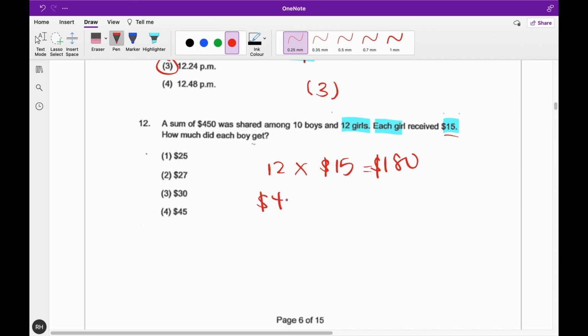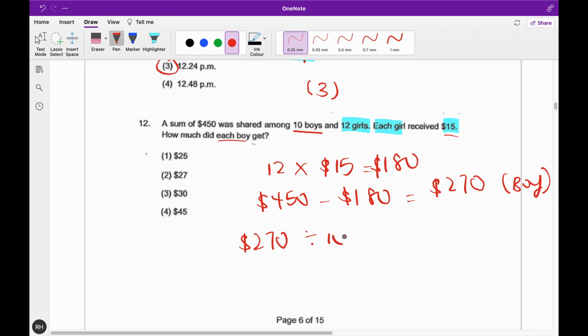Next, we will take 450 minus 180, and we will realize the answer is 270. So this is the amount shared among the boys. And if there are 10 boys, we want to find how much each boy gets. We can just divide by 10. So we will just take 270 divided by 10. Cancel a 0, cancel a 0. The answer is 27. Option 2, $27.